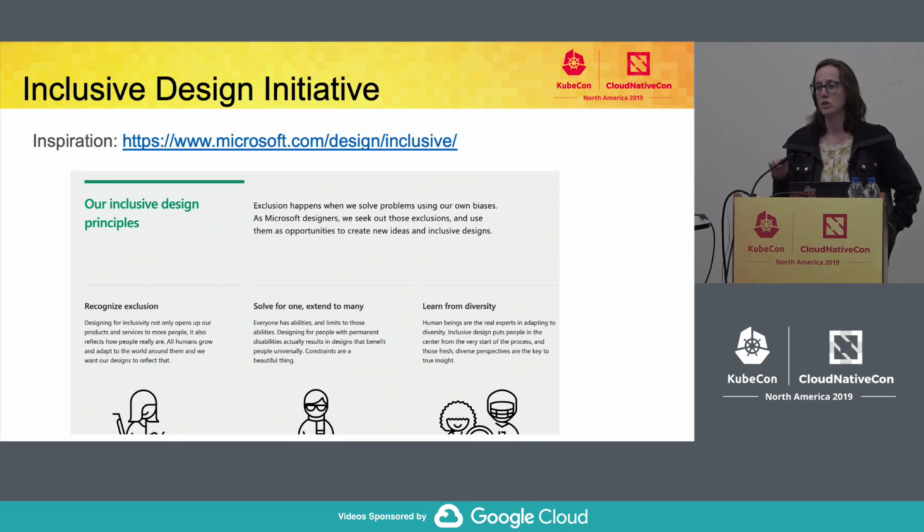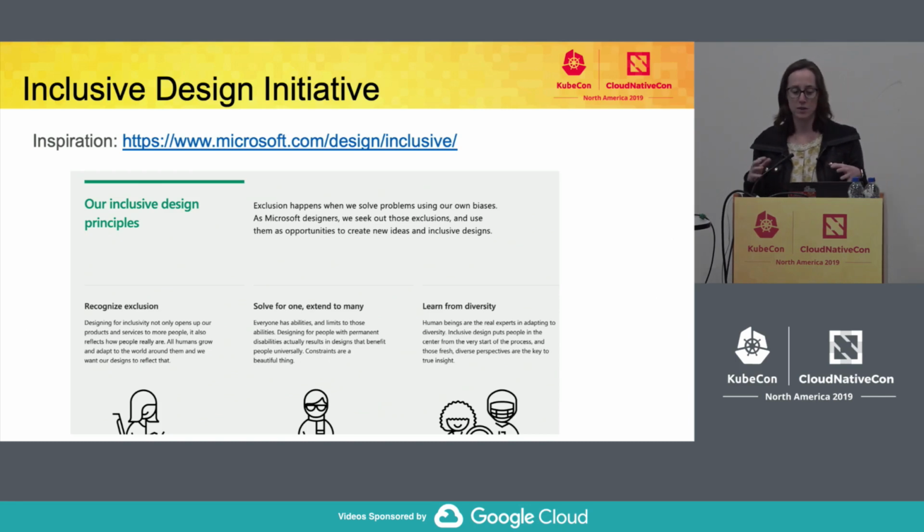So how can we make sure when we ship a product that this design is inclusive of many different needs? So in some ways you need to recognize how products have been historically exclusive. You also need to solve for many people, and then you need to learn from diversity. And so Microsoft has put together this page where you can go and see all of the tenets of their design process, and we would like to do that in an open source way for Kubernetes, so that anyone who is designing something for the Kubernetes community can come to this site and understand the guidelines that we're providing to them so that they're doing it in an inclusive way.